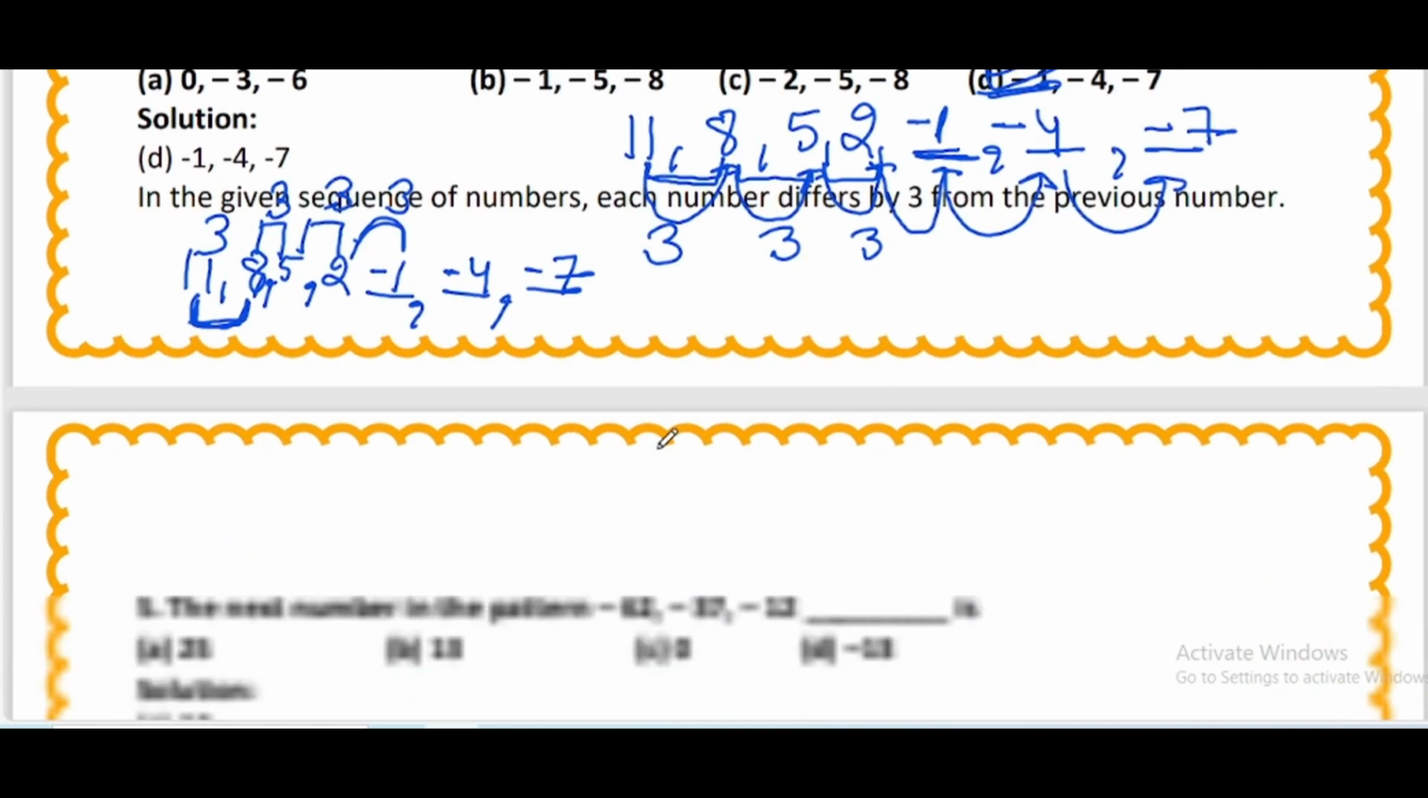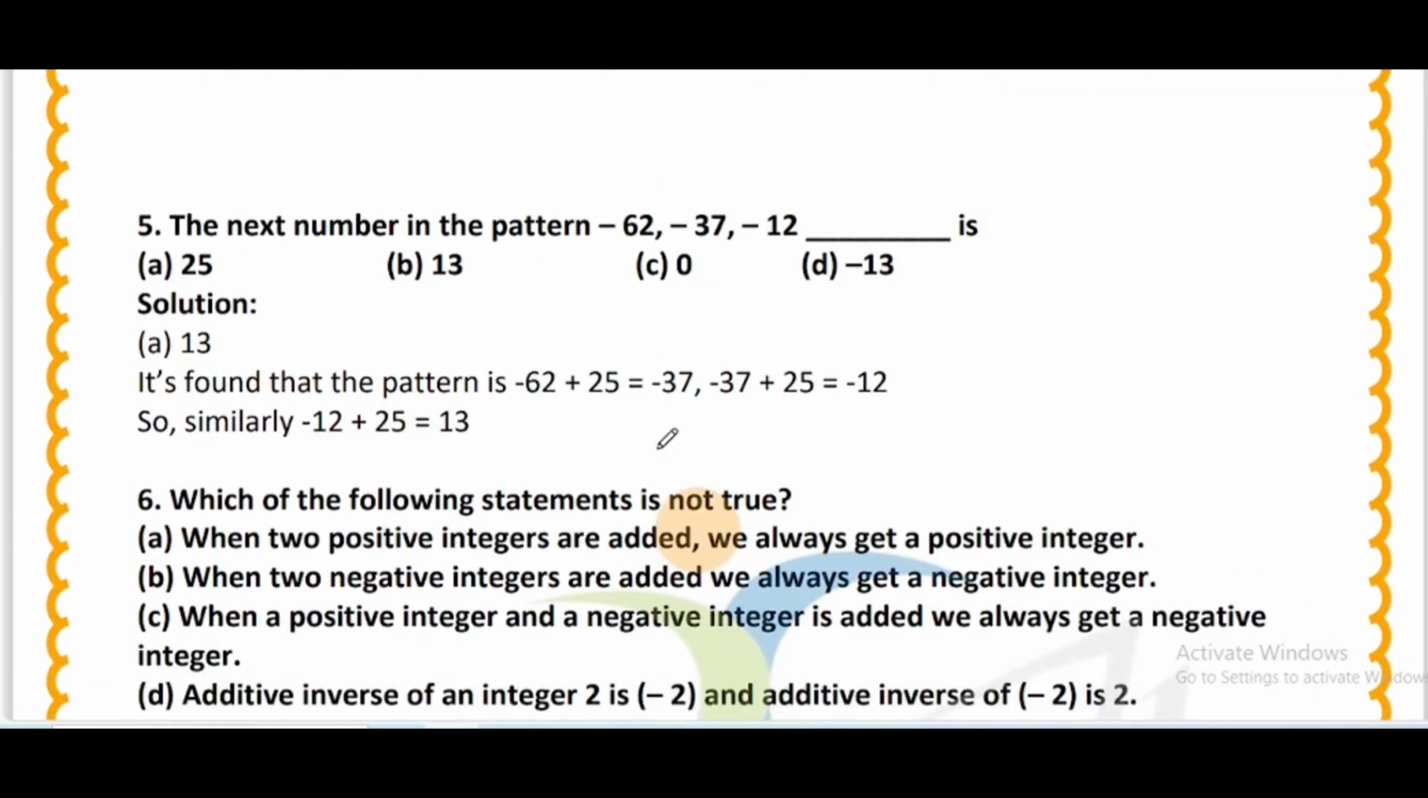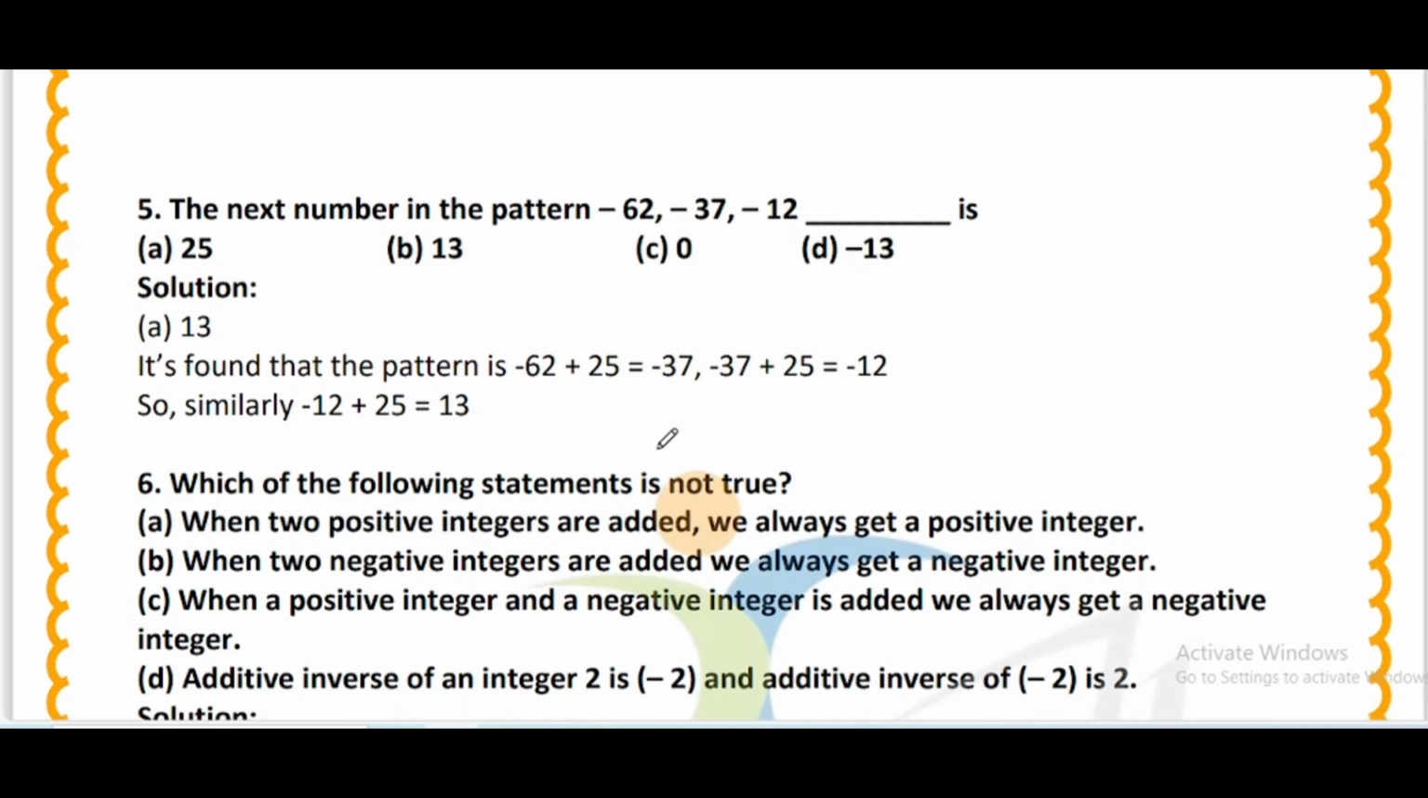Let's see the next question. Question number 5. The next number in the pattern that is given: -62, then -37, -12. Then we find the next number of this sequence. Let's see.